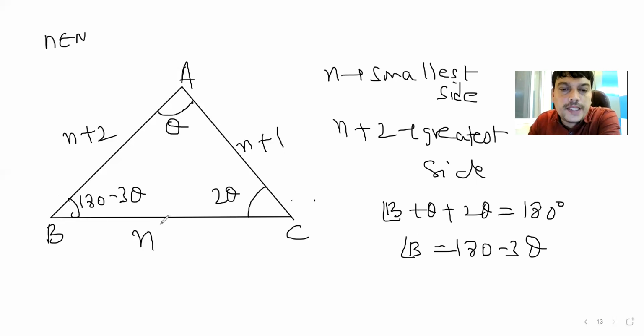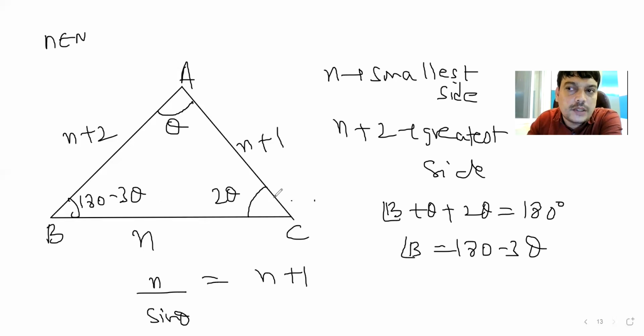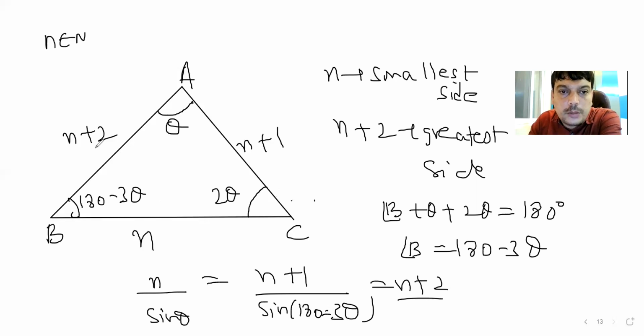So what happens if we apply the sine rule here? What does the sine rule state? Any side by the sine of the opposite angle. Taking the side n, divided by the sine of its opposite angle, which is θ: n by sin θ equals the side n plus 1 divided by sine of its opposite angle, which is 180 minus 3θ. And the third side, n plus 2, divided by the sine of its opposite angle, 2θ, so sin 2θ.